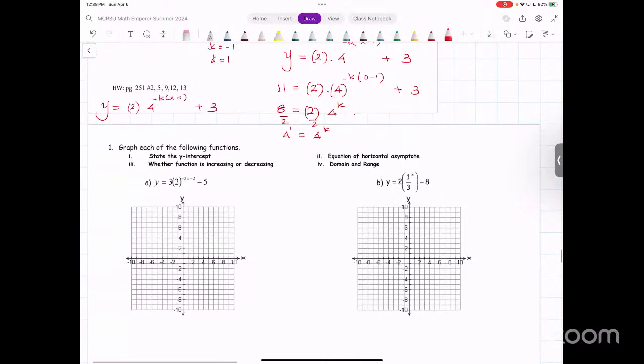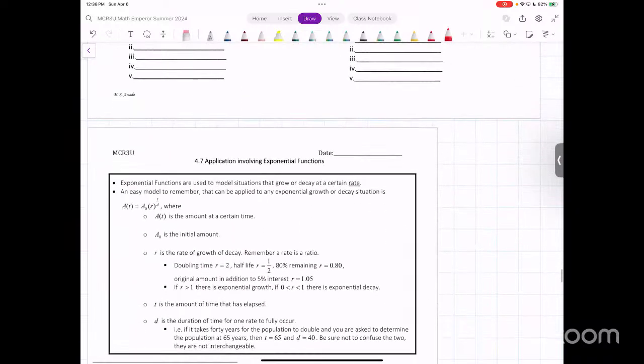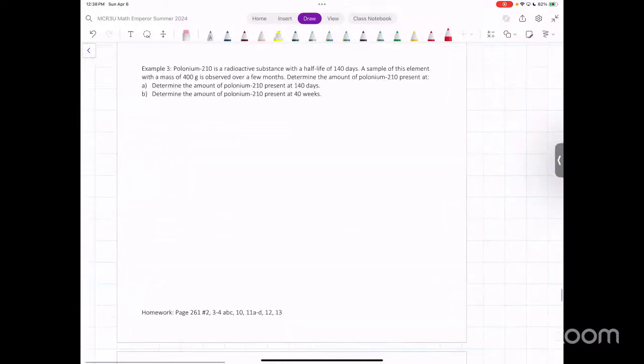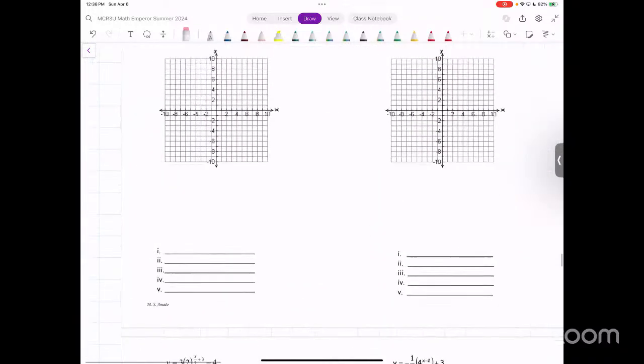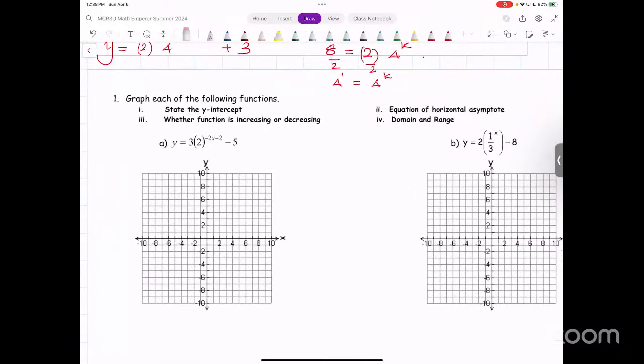All right. I want to stop here to do some practice with the graphing. So the following functions, graph each one of the following functions. So there's a number 1, and there's several practice here. The next part is the application of exponential function. Pretty straightforward. We can revisit, we can go back to that. But before I move on, I really want you to do that number 1 by yourself.